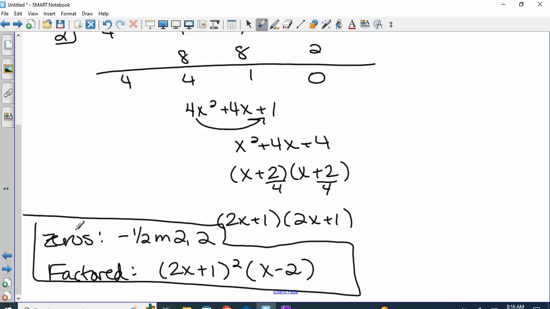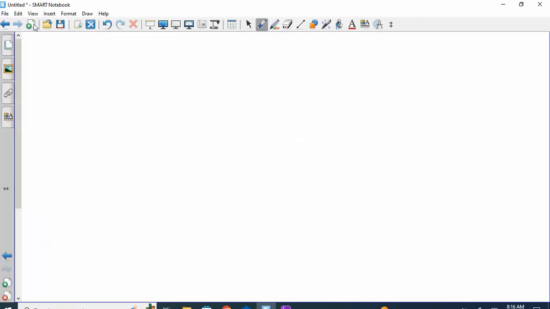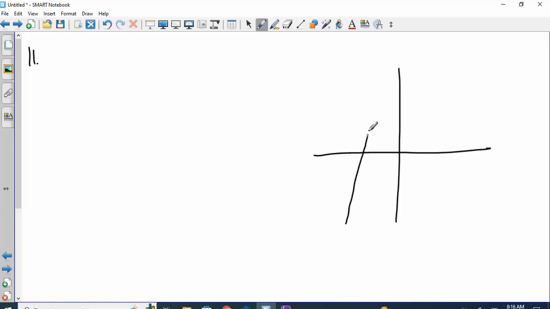All right, let's look at 11. I want to go ahead and talk about all of 11, if that's okay with you guys. So I gave you this graph. This is F(x), and the first question asks you for the minimum degree.